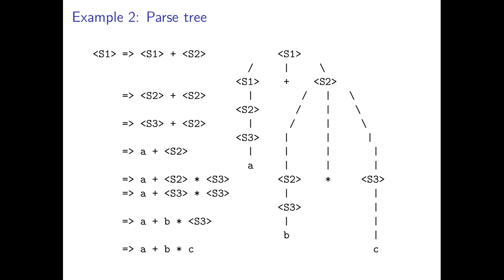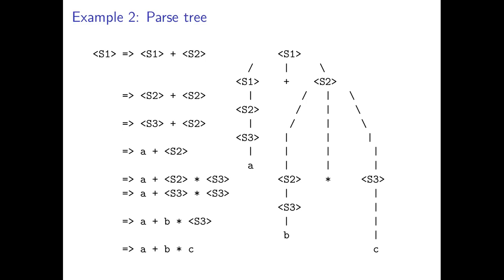Then we replace the leftmost non-terminal S2 with S3, and the leftmost non-terminal S3 with B. Now we're left with the last non-terminal, S3, and we replace that with C. That gives us the string A plus B times C, as expected, and also we have our parse tree. So it looks great. Alright, I told you there was another way we can do this, which is called bottom-up parsing.